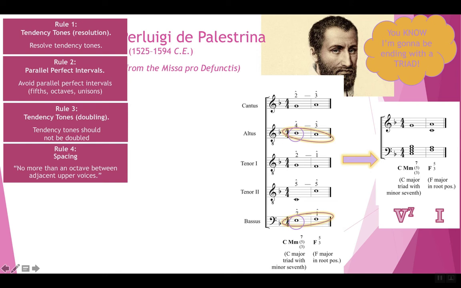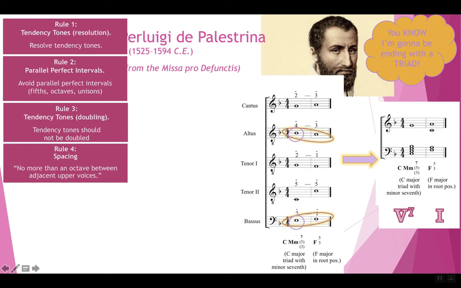So, if Palestrina is not doing it, it's not the biggest deal because we're checking when the rules of voice leading are being formed. But once we get to our own exercises, we have to obey this rule. So let's just take a look at it. What it's going to mean is no more than an octave, which means you can have up to an octave, but not more, between adjacent upper voices.